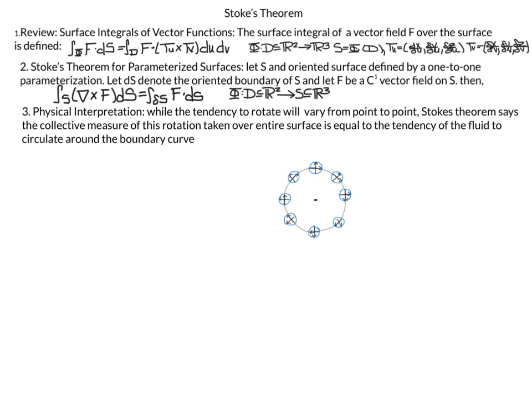Continuing on, there's a physical interpretation of Stokes' theorem. Remember, the curl is related to rotation, so this paddle wheel, it might circle around, but it's not just circling around, it's rotating as it goes. So you can see the arrow, the orientation arrow, the actual disc kind of spins around. So it says the tendency to rotate will vary from point to point, but Stokes' theorem says the collective measure, and the collective measure is this integral over the entire surface, is equal to the tendency of the fluid to circulate around the boundary curve.